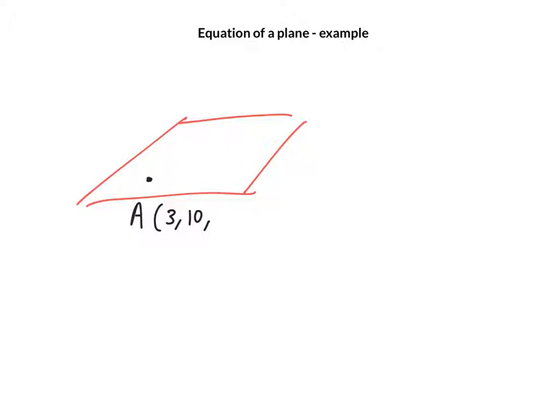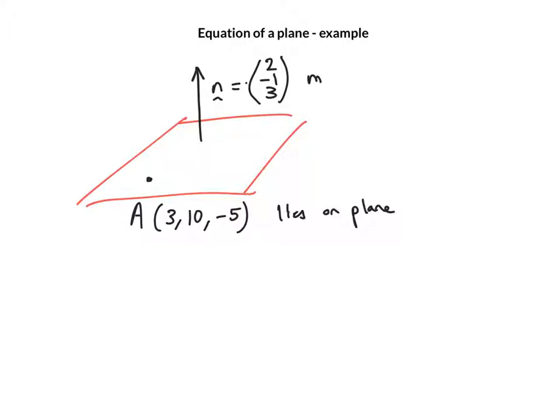So here's an example. We've got a plane, just like we had before, and we're going to say that on that plane somewhere, there's a point, let's call it A, and in this case it's going to be (3, 10, -5). That's the coordinates of A, and it lies on the plane. And our normal vector is going to be (2, -1, 3), which is normal to the plane.